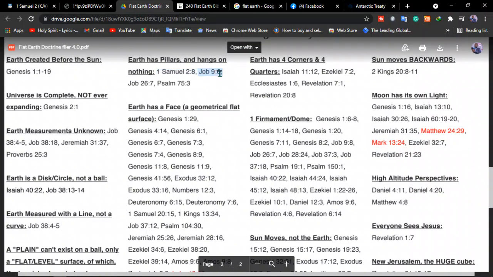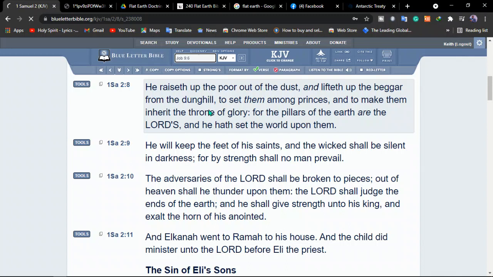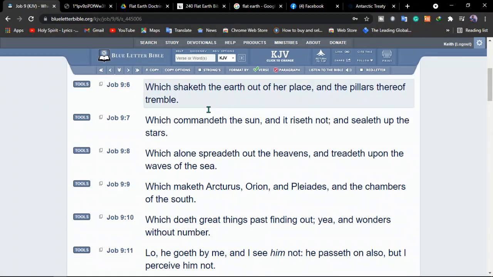Let's see also Job 9:6. Which shaketh the earth out of her place, and the pillars thereof tremble. You see, God is the only one who can shake the earth out of its place. And the pillars can tremble because he's that powerful. He can command the sun and it riseth not, and sealeth up the stars. You see, God is really powerful.